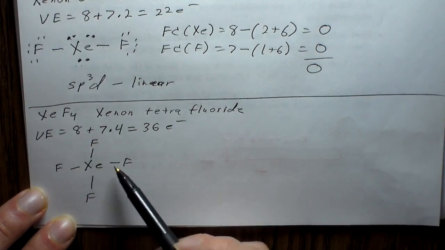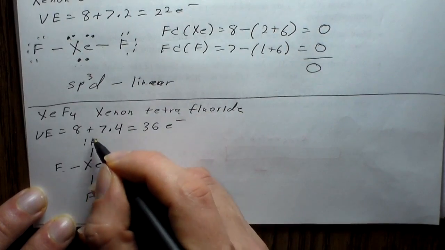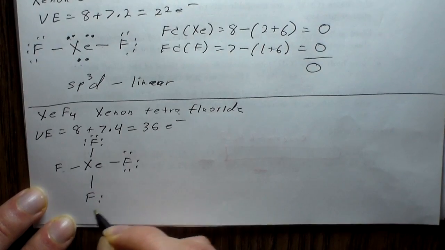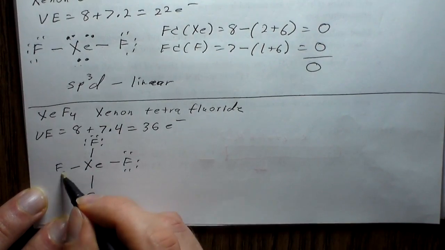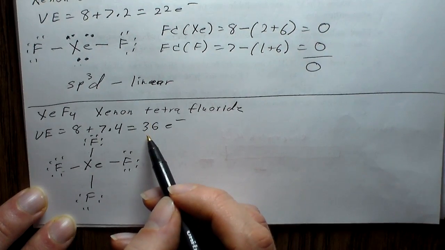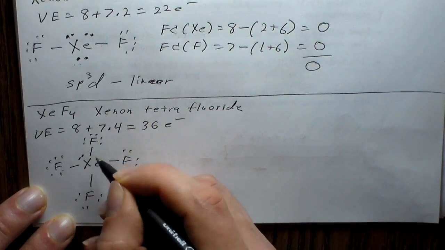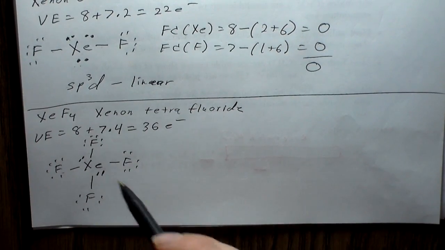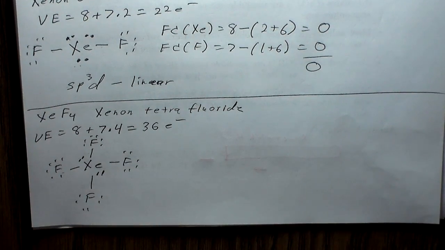So my bonds, 1 through 32, and I need 36. So it's only 33, 34, 35, 36, like so. All right, so there's going to be 2 lone pairs on the central xenon atom.